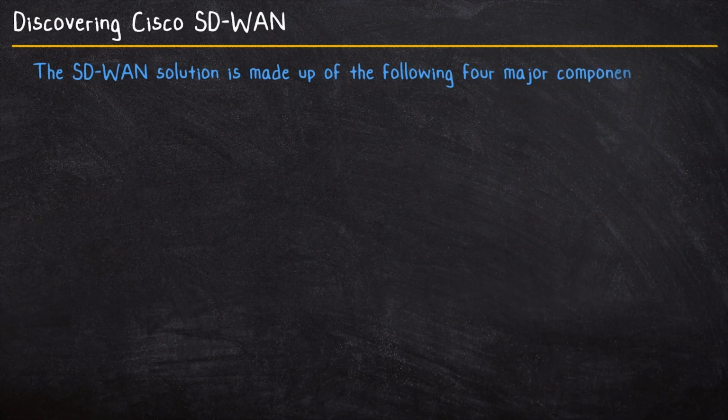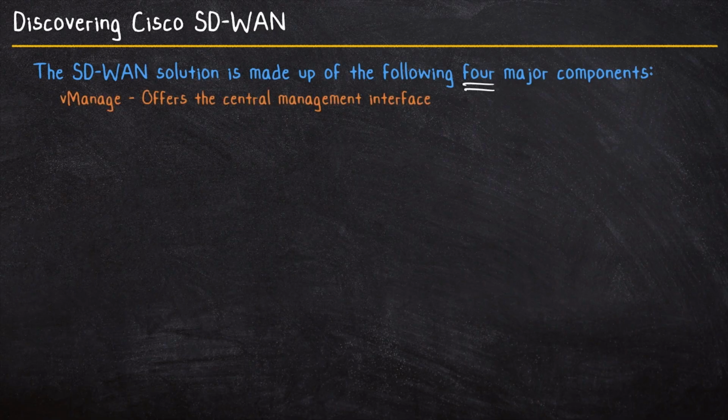So the SD-WAN solution is made up of 4 major components. There are a few optional components as well that we'll discuss. However, there are 4 major components. The first of those 4 major components is vManage. vManage is what offers that central management to the environment. It's essentially a web page that we go to do all of our configuration, management, and monitoring.